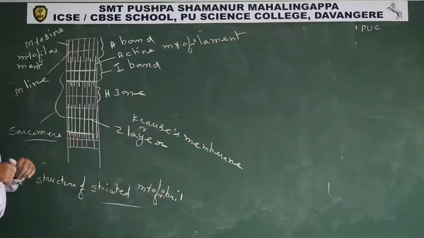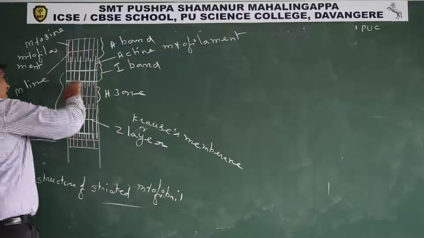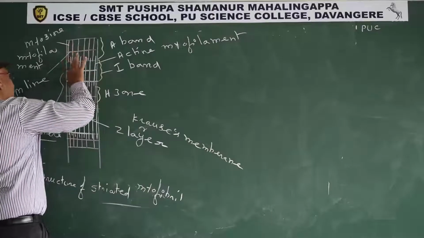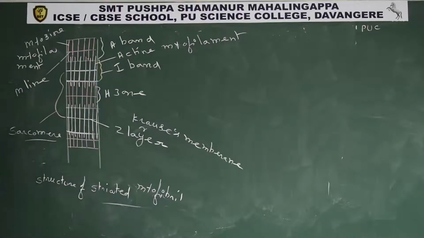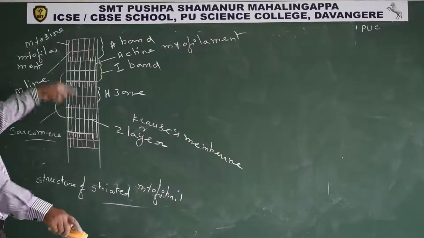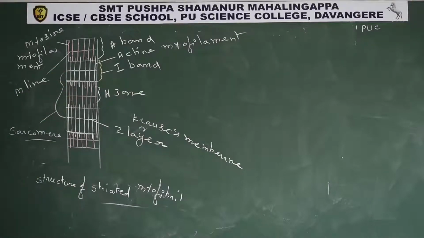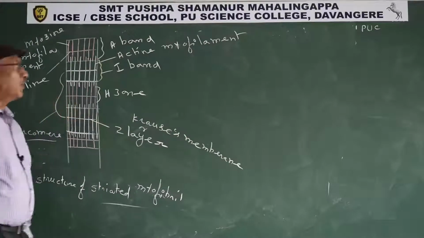Structure of sarcomere. Sarcomere contains the complete A band, above the A band half of the I band, below the A band half of the I band. Now we discuss the sarcomere given in the textbook. It is not the actual diagram, but we follow the textbook, so we discuss the sarcomere diagram given in the textbook.